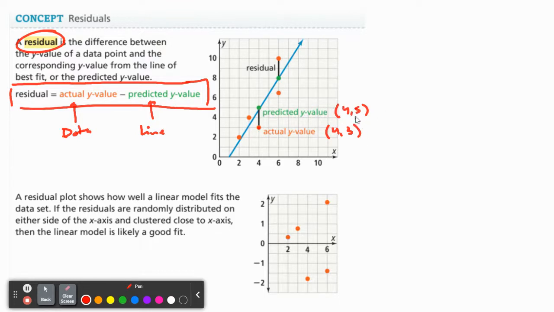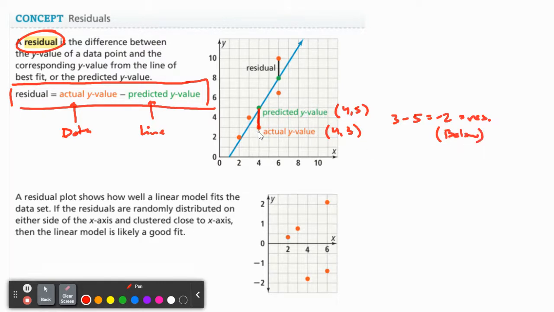So if you take the actual y value of 3 and subtract 5, you get -2. That is the value of the residual right here, this distance right here. Notice that it's a negative number because it's below the line. So this is a negative because the data point is below.